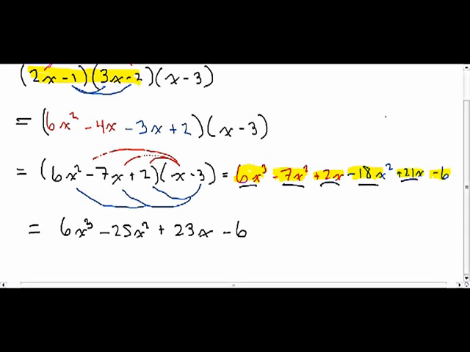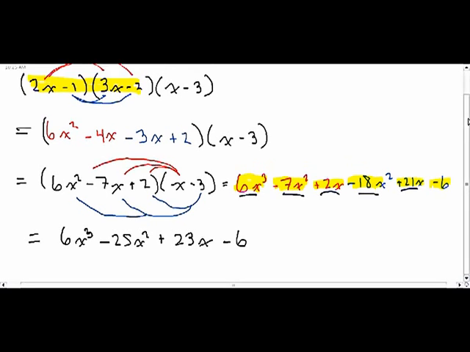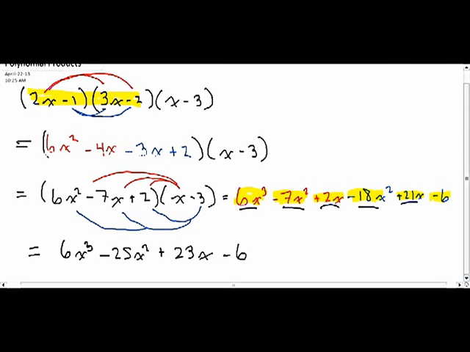So what we find here, if we look up from the beginning, is that 2x minus 1 multiplied by 3x minus 2 multiplied by x minus 3 is equal to exactly 6x cubed minus 25x squared plus 23x minus 6.